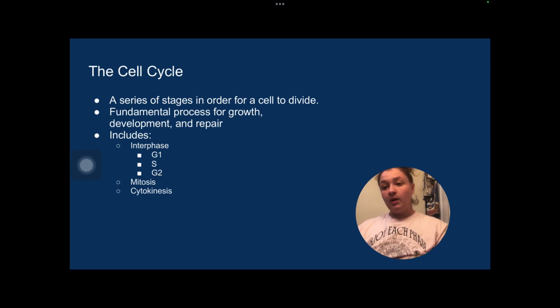The G2, or gap 2, phase is another growth phase where the cell prepares for mitosis by synthesizing necessary proteins and organelles. Finally, during the M phase, or mitosis, the duplicated chromosomes are evenly distributed between the two daughter cells, followed by cytokinesis, the division of the cytoplasm.